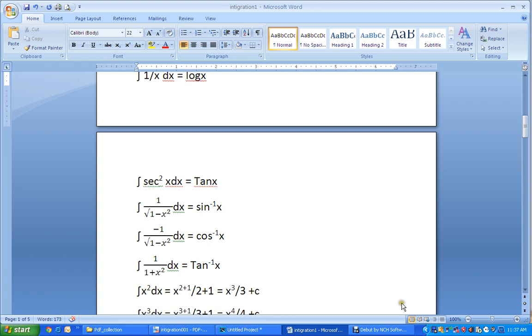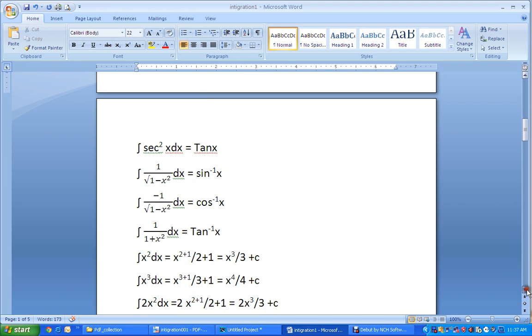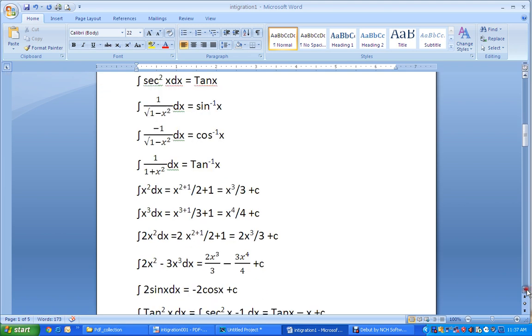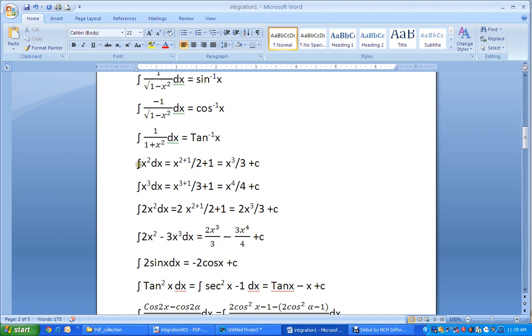Correct. So these are the basic formulas. We will start numerical questions with the help of these formulas. The first one is integration x square dx. We will apply the formula integration x power n dx, the value will be x power n plus 1 divided by n plus 1. So it will become x power 2 plus 1 divided by 2 plus 1. So the value will be x power 3 whole divided by 3, and plus c. C is a constant.